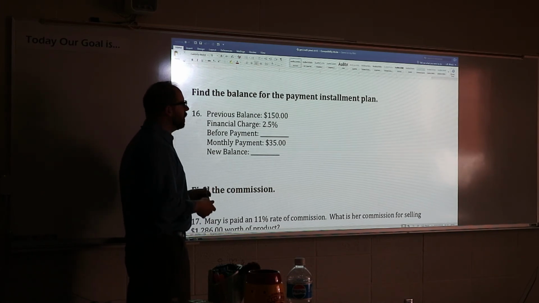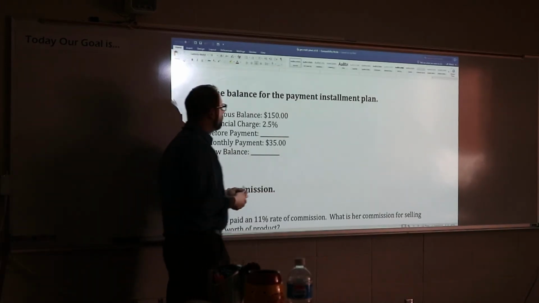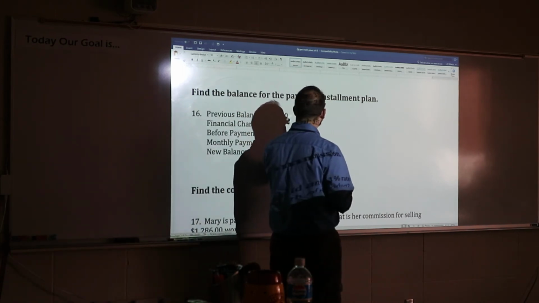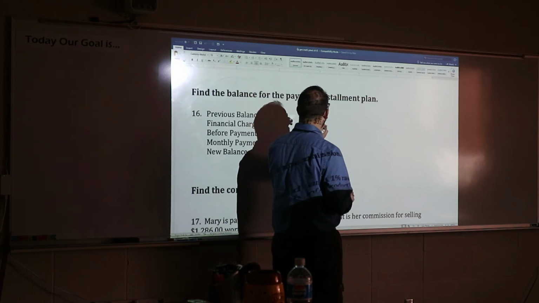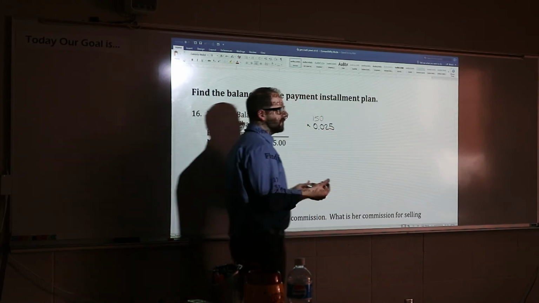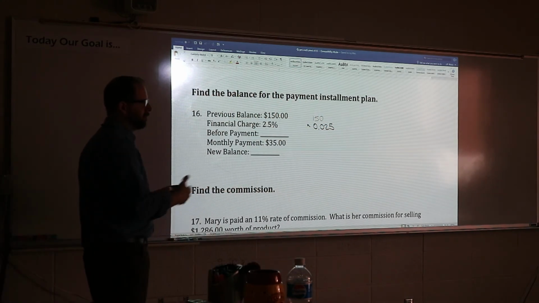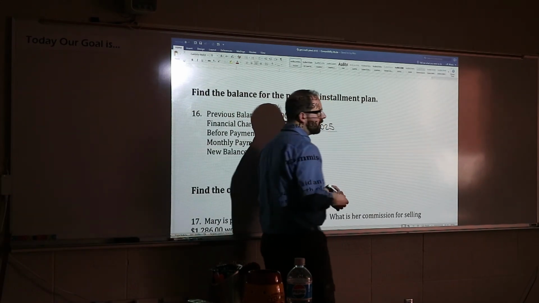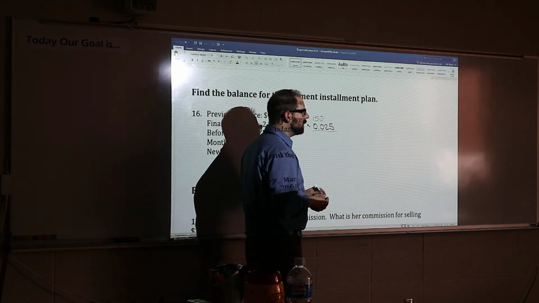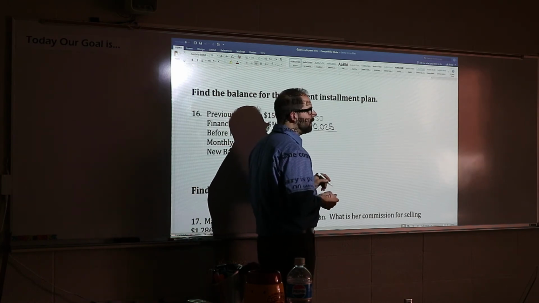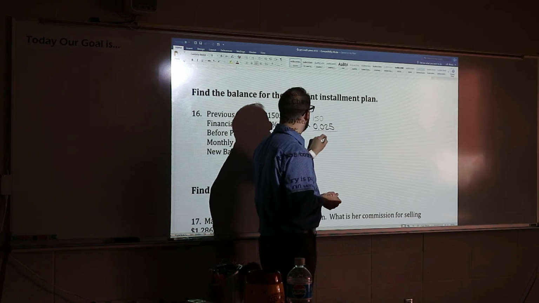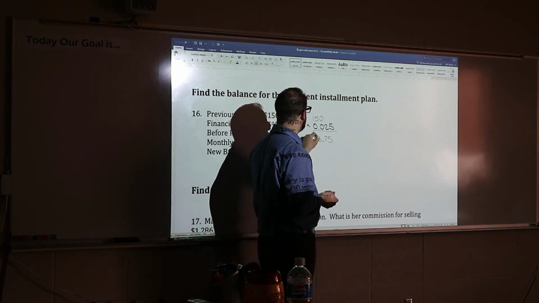The financial charge isn't that much, is it? No, it's a really small number. So what I like to do is take $150 times 0.025, because that's 2.5%, right? You move the decimal from the original spot. This is gonna be a very small number, $10 maybe, something like that, $5. What do we get? 150 times 0.025 is $3.75, okay? Is that what everyone's getting?